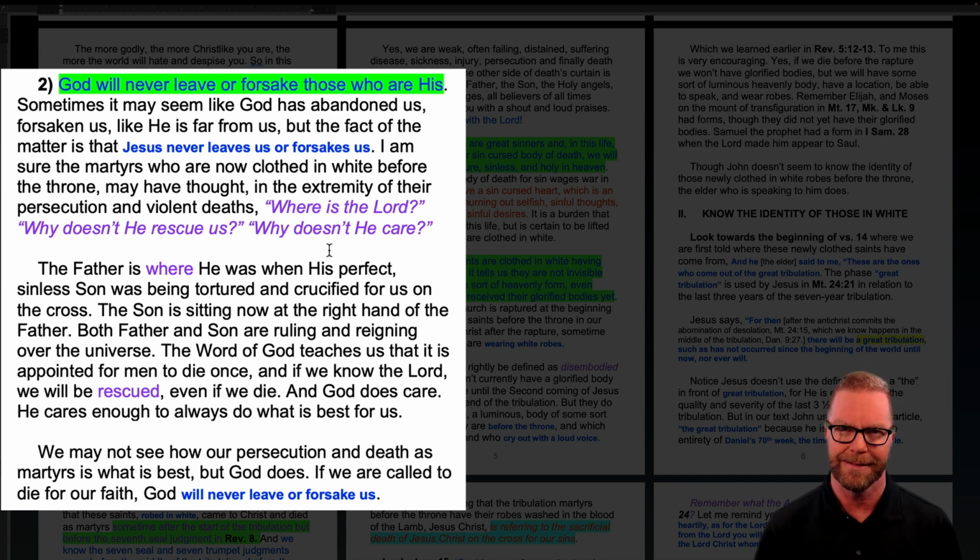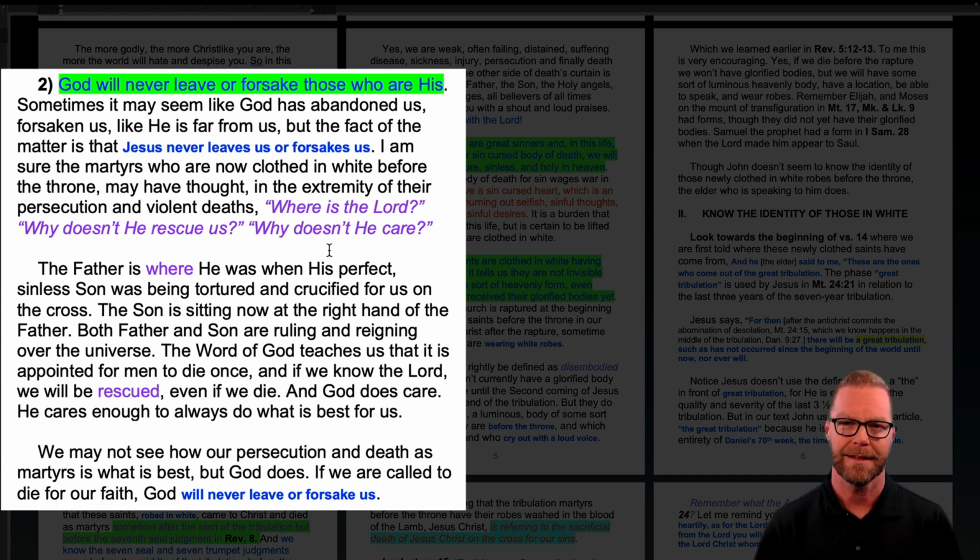We're suffering. And yet, the fact that these saints who have just come out of the tribulation, a very difficult time, and been persecuted unto death, they may have had some of these thoughts. How come God doesn't rescue us? Why isn't He protecting us? But you know what? Where are they now?